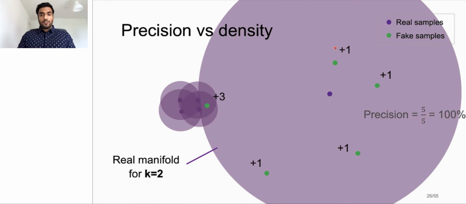We see that 4 of these points land in only one hypersphere, so they get a score of 1. And one sample lands in a dense region with 3 hyperspheres, so it gets a score of 3. Now our density is a summation over these scores, normalized by the k and the number of samples, 6, and we get a density of 58%.